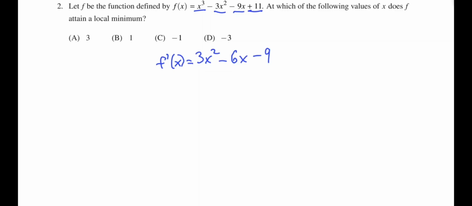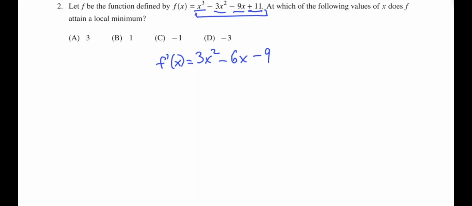Now once we get the derivative, let's get the critical values for the original function. These critical values will tell you where the function goes from increasing to decreasing or vice versa. And wherever the function goes from decreasing to increasing would be a local minimum.